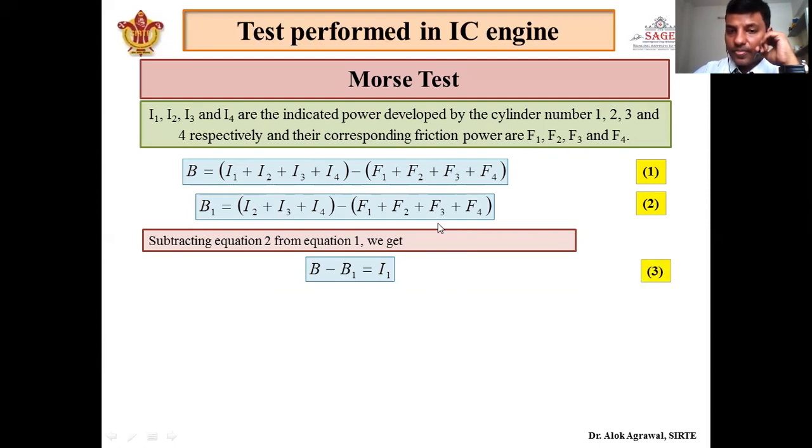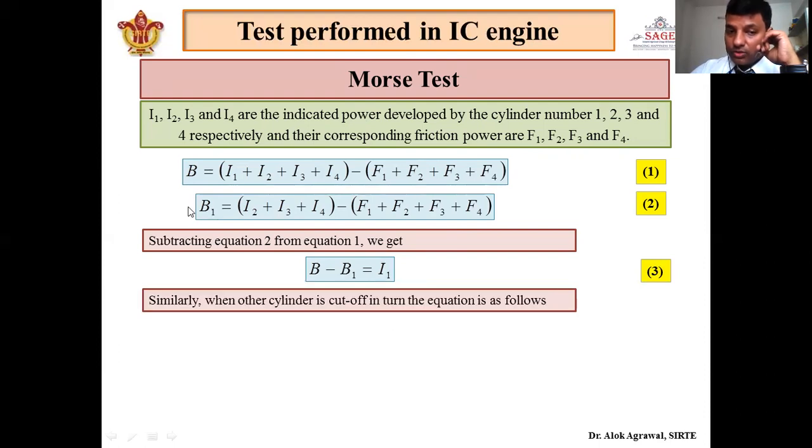Give this equation 3. Similarly, we are doing B2, B3 and B4 by cutting cylinders 2, 3 and 4. We get B2, B3, B4. In case of B2, what will be there? I2 will not be there. I1 plus I3 plus I4 will remain the same. In case of B3, I3 will not be there. In case of B4, I4 will not be there. Okay. The rest three will be there, because 3 cylinders are working. It means 3 cylinders' energy is getting produced.